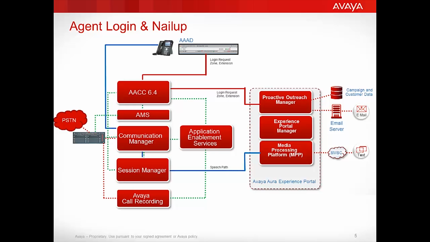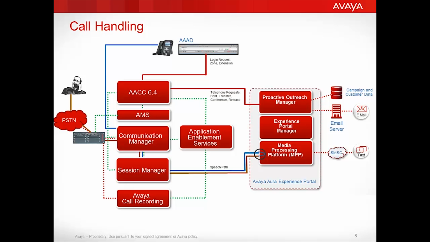Proactive Outreach Manager, upon successful login, will initiate a speech path from the media processing platform via the session manager to the agent's station on that communication manager. And the agent's extension is what's used as the endpoint for that speech path. Once the speech path is set up, POM will select contacts from the campaigns to dial, and once it reaches a live customer, it will then proceed to conference in the speech path to the customer call. In that way, the agent is getting the live speech path from the customer.